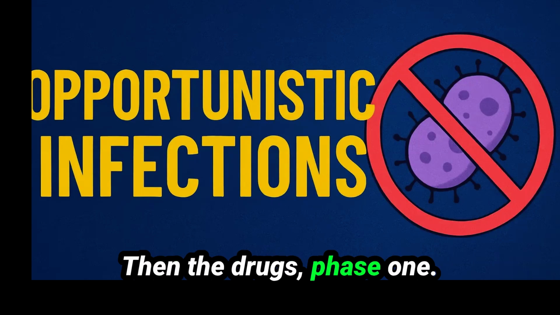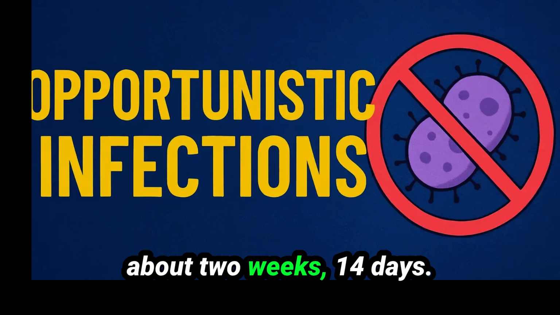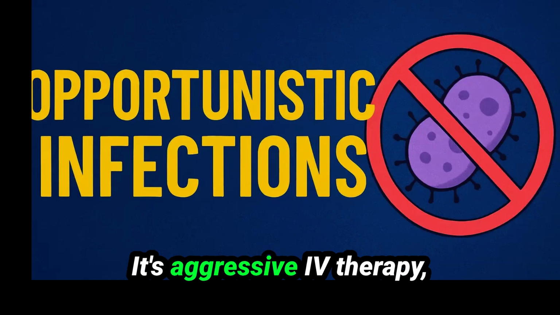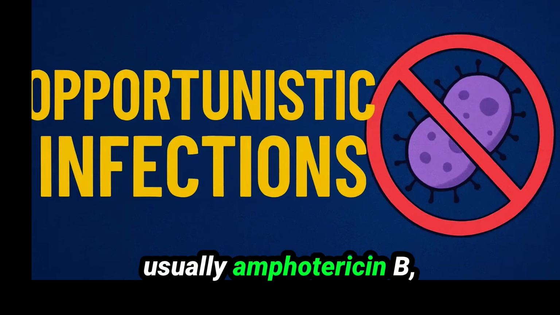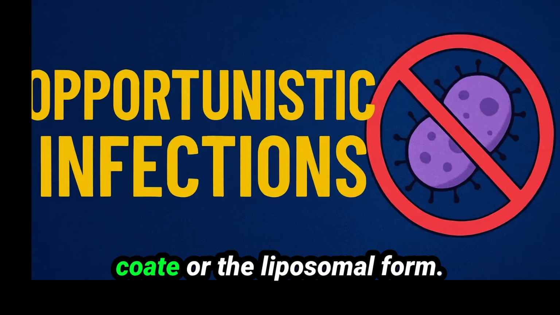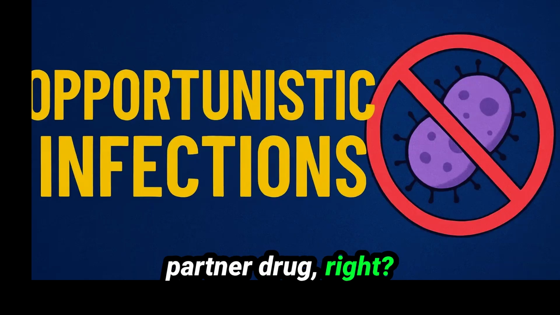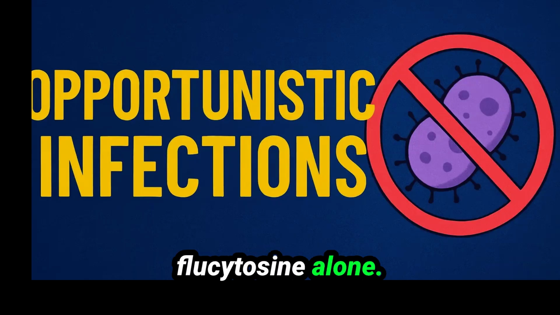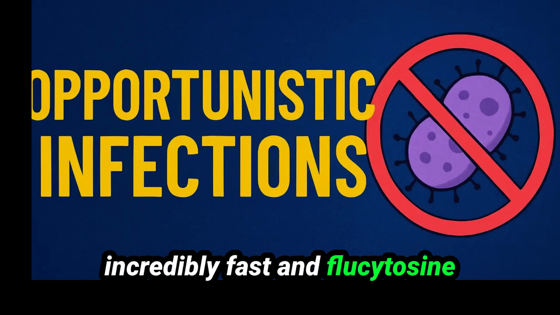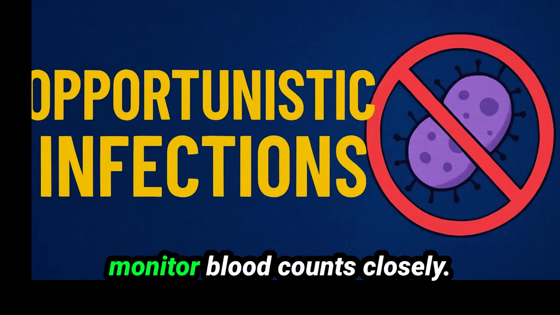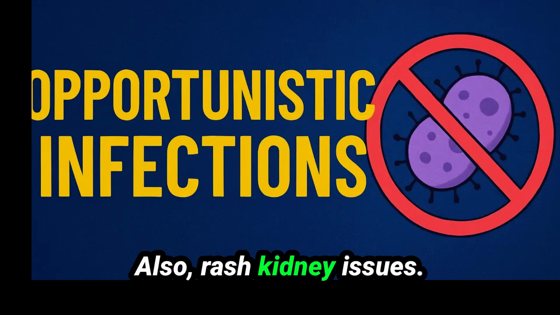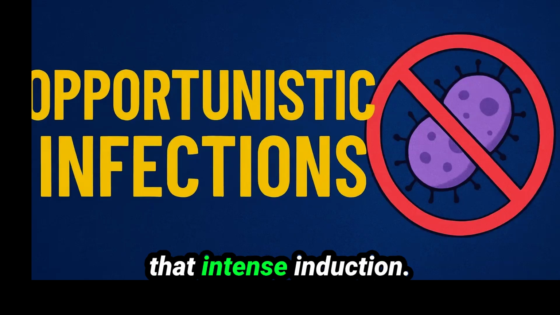Then the drugs, phase 1. Phase 1 is induction, lasts about 2 weeks, 14 days. It's aggressive IV therapy, usually amphotericin B, either the regular deoxycholate or the liposomal form, plus flucytosine. Flucytosine needs a partner drug, right? Absolutely. Never use flucytosine alone. Resistance develops incredibly fast, and flucytosine can cause bone marrow suppression, so you have to monitor blood counts closely. Also, rash, kidney issues.